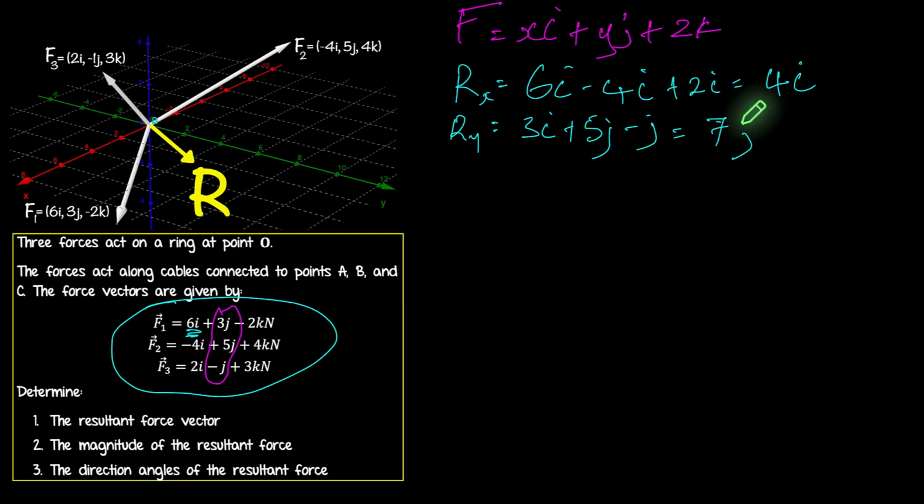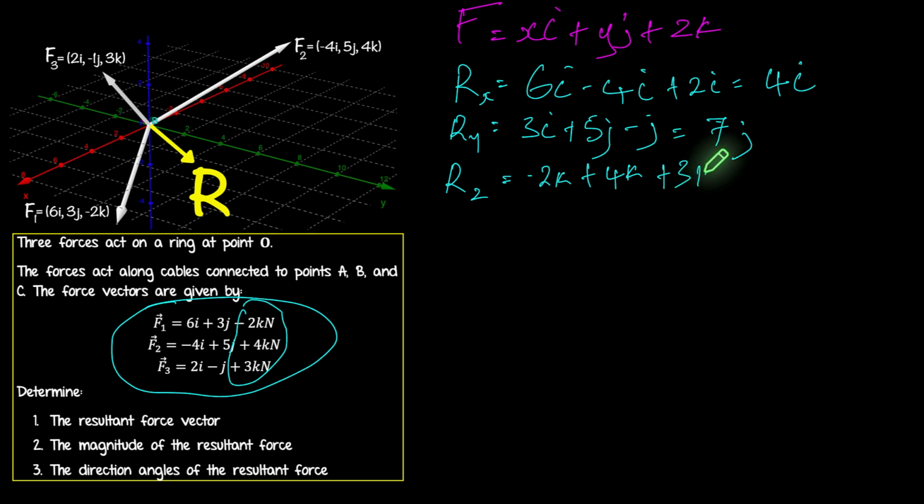And then on to the z components. So Rz equals, so this is now us looking at the final column. So let me just clear this bit so you can track where we are. So it's these components that we're going to now sum. So the first one for F1 is negative 2, so negative 2k, and plus 4k, and plus 3k, and this gives us 5k.